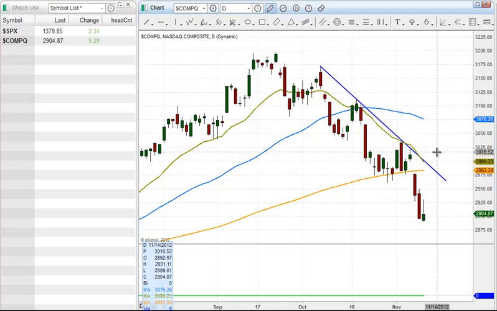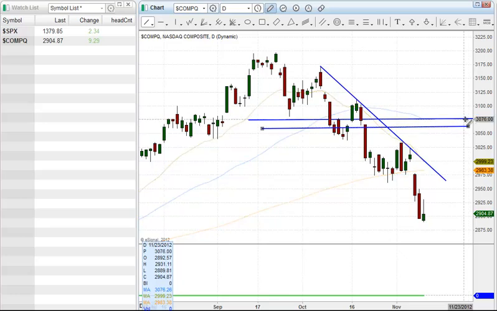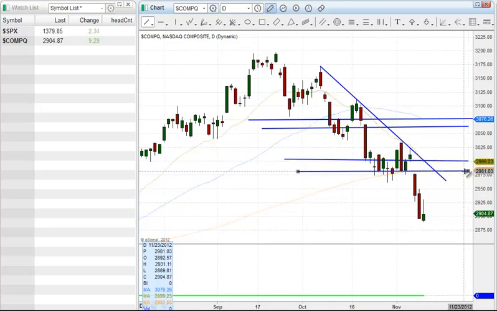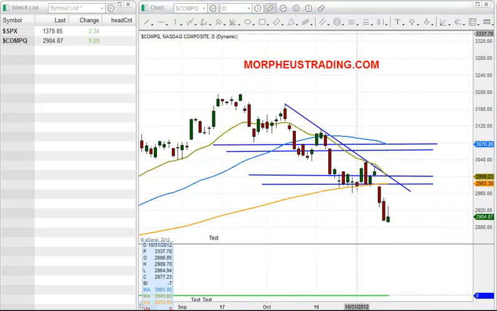However, if the Nasdaq can clear 3000, then the next level of resistance that we see would be the 50-day moving average in this neighborhood right here, the 3060 to 3070 area. But it's going to have a heck of a time just dealing with 3000 and with all the resistance that comes with breaking down below the 200-day moving average.